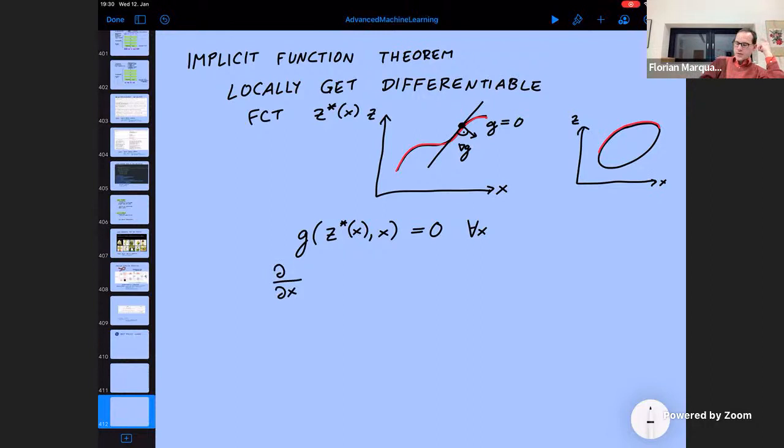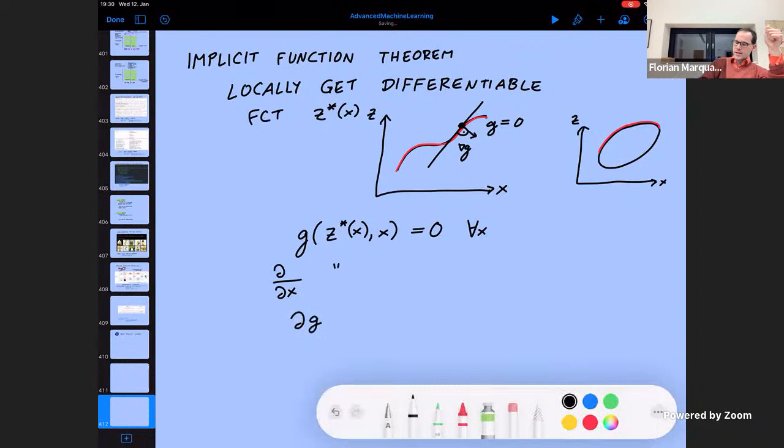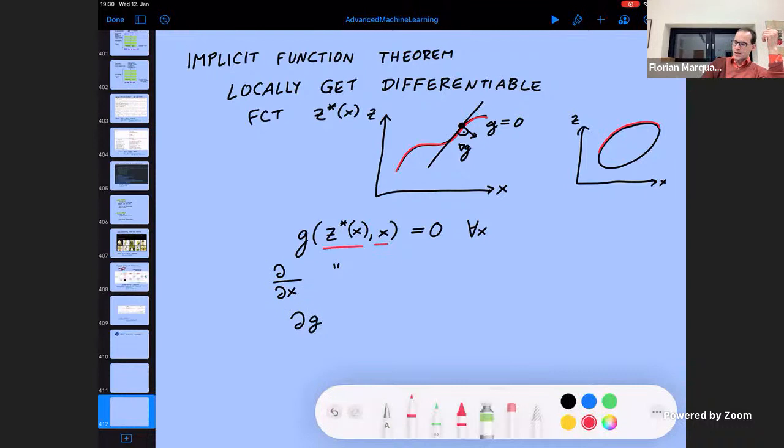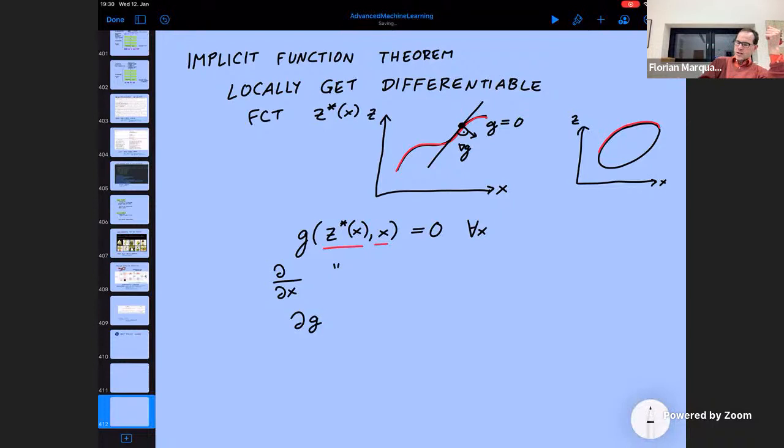So the derivative with respect to x of all of this will act on two pieces, namely the two arguments that g has: the second piece where x appears explicitly, and the first piece where x appears implicitly because it's part of z. So if I apply d over dx to the full equation, I get two pieces. I get dg over dz, that's the derivative with respect to the first argument, times dz star over dx, plus the second piece, which is just dg over dx, and the whole thing must be zero.